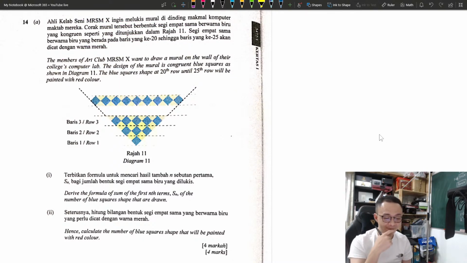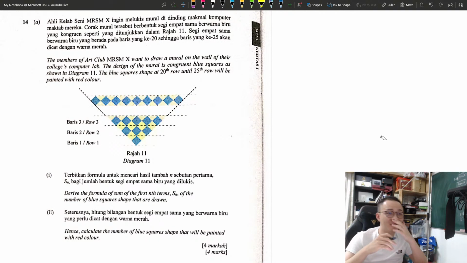So over here, they ask us to derive the formula. This is a bit uncommon, because normally they don't ask you to write your own formula, they just use the formula given. But this one, they ask you to derive the formula of the sum of the first n terms, Sn, of the number of blue square shapes drawn.